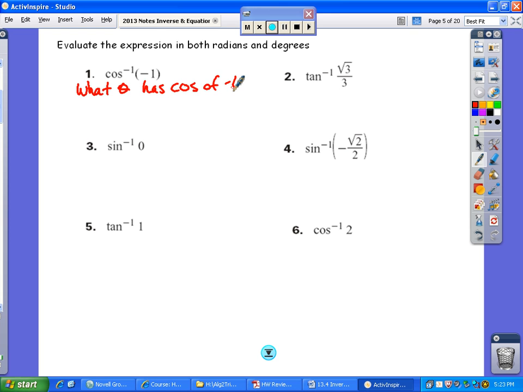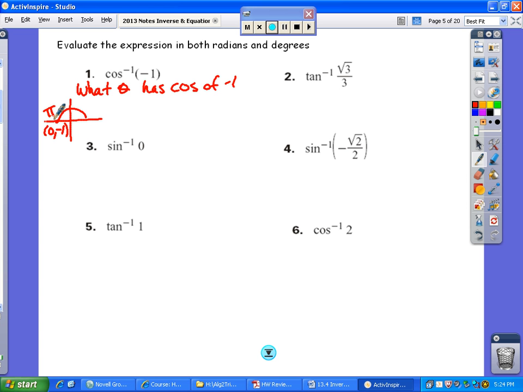All right, so let's think backwards. First of all, because it's cosine, we're restricted to 0 to pi. So our answer is only going to be in the first and second quadrants. All right, where is cosine -1? Well, here we have the point 0, -1, which corresponds to pi.